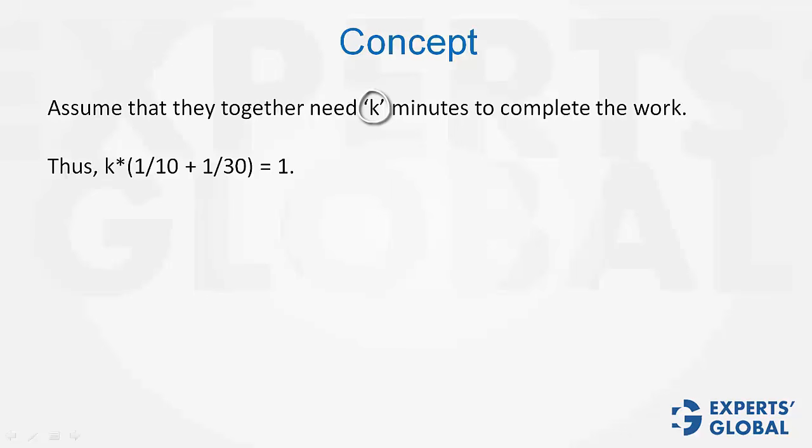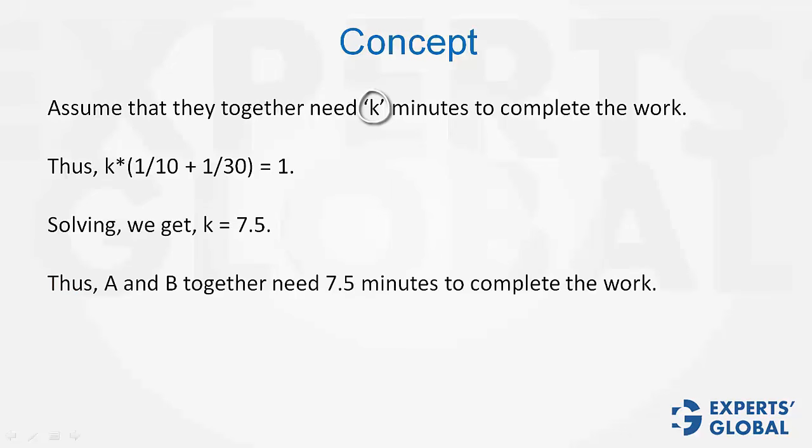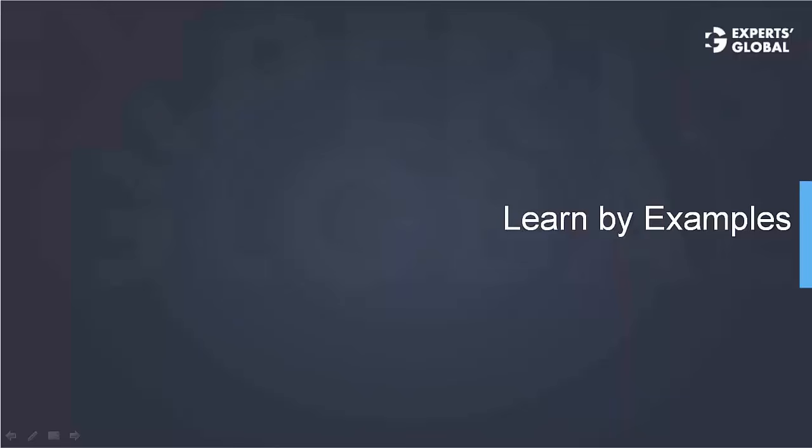1/10 plus 1/30th is the amount of work they're doing in 1 minute. And if they are taking k minutes to complete the work, then k times (1/10 plus 1/30th) being equal to 1 should give us the value of k. That is the number of minutes they would take together to complete the job. So solve this for k. You get 7.5. That is the amount of time they would take to complete the work together. Let's go on to apply this concept on some live questions and learn by examples.